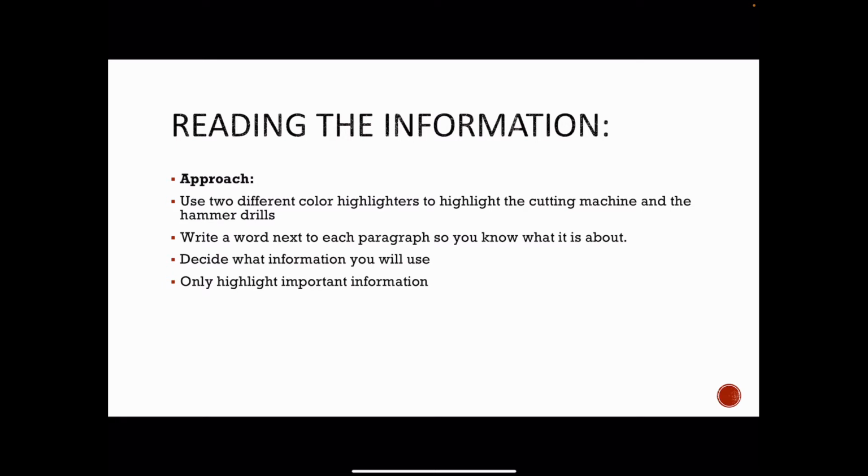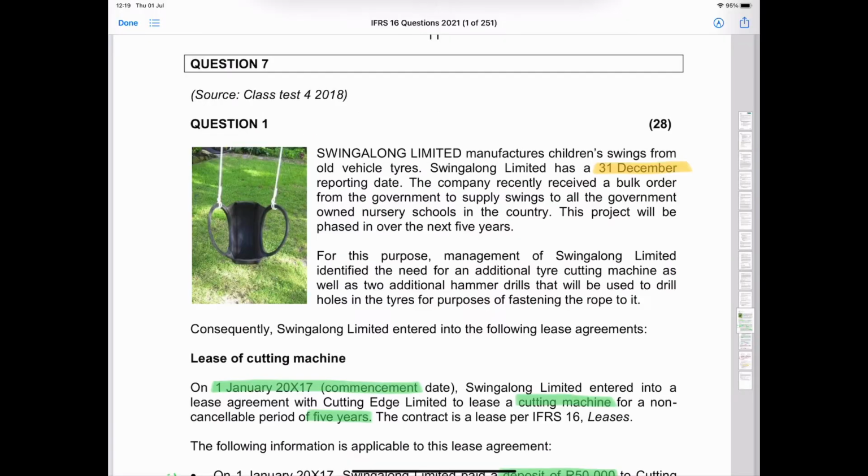The approach I followed was as follows. I used two different color highlighters to highlight the cutting machine and the hammer drills so that I know specifically which information relates to which. Also, write a word next to each paragraph so you know what it is about, and decide what information you are going to use in your calculations. And only highlight the important information. Do not highlight the information that you are not going to use.